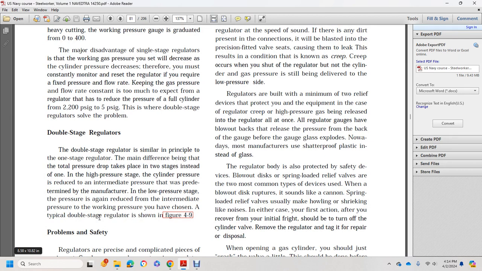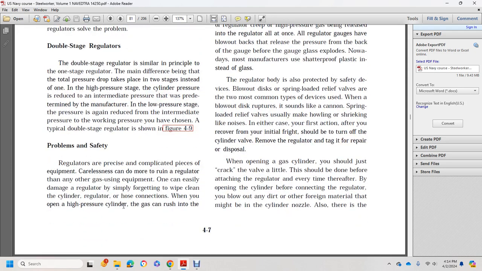The high pressure stage reduces cylinder pressure to an intermediate pressure, which is predetermined by the manufacturer, and the low pressure stage again reduces the pressure from the intermediate pressure to the chosen working pressure. A typical double stage regulator is shown in figure 4-9.